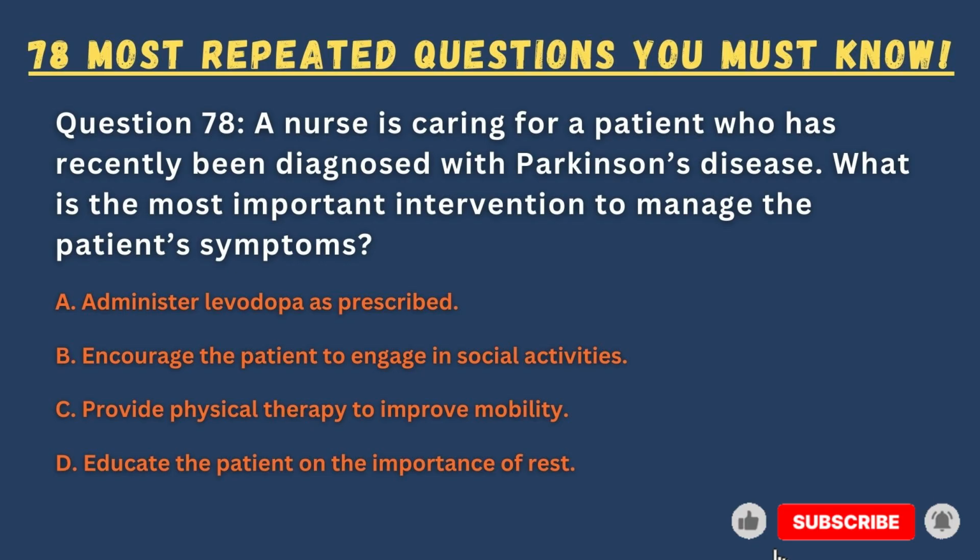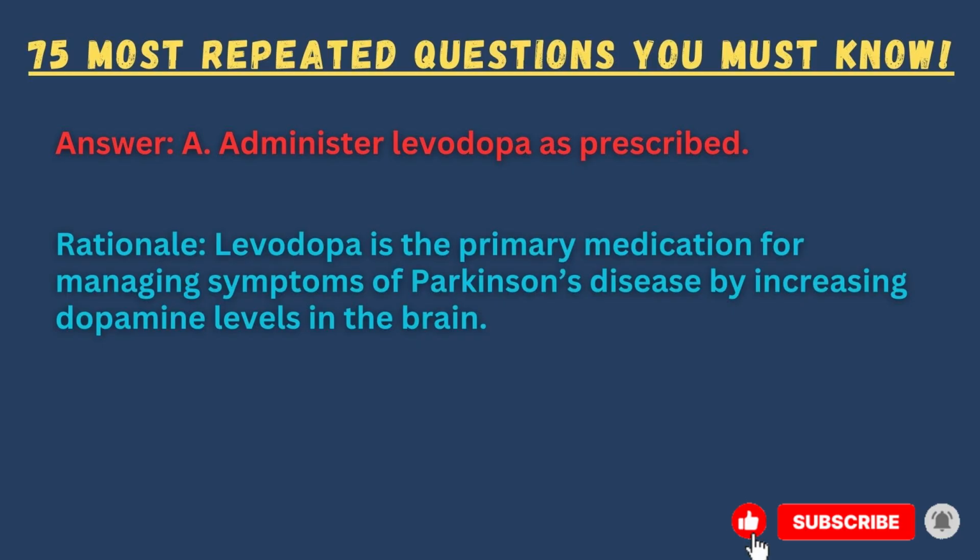A. Administer levodopa as prescribed. B. Encourage the patient to engage in social activities. C. Provide physical therapy to improve mobility. D. Educate the patient on the importance of rest. Answer: A. Administer levodopa as prescribed. Rationale: Levodopa is the primary medication for managing symptoms of Parkinson's disease by increasing dopamine levels in the brain.